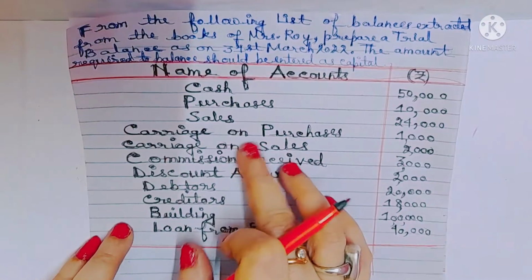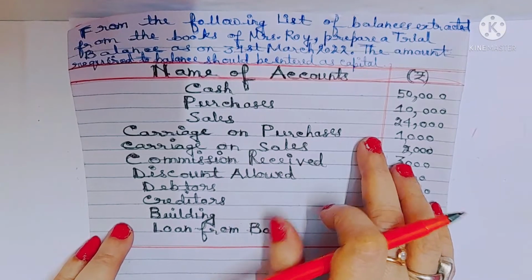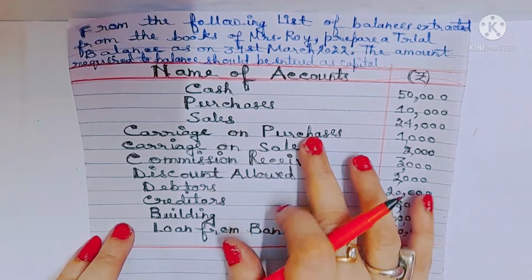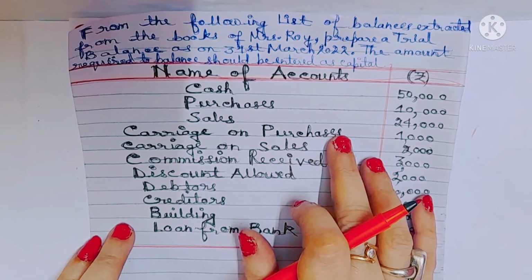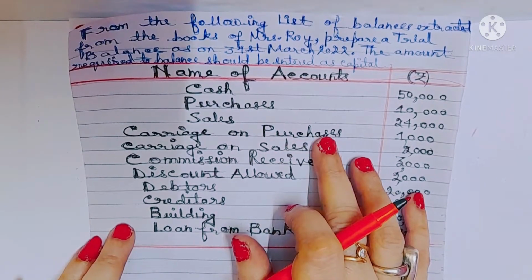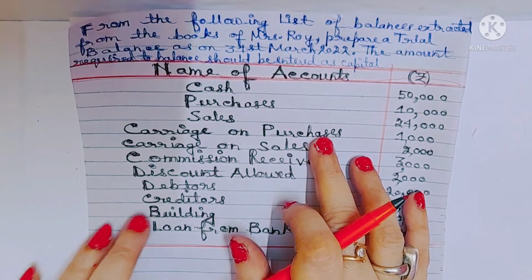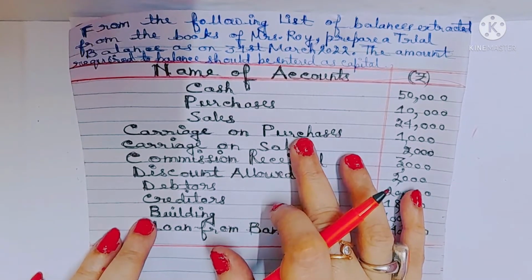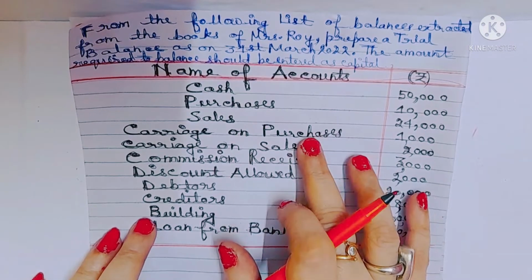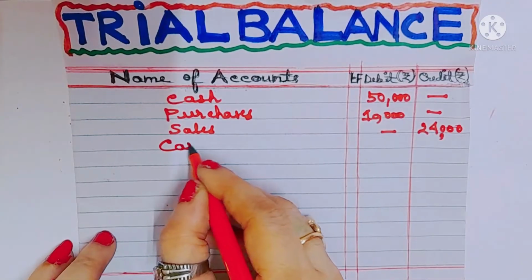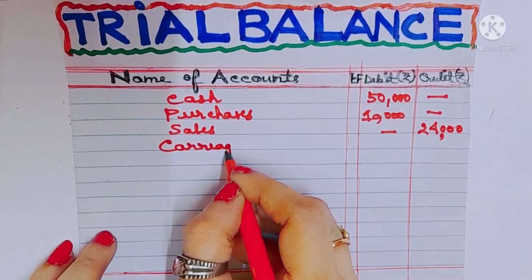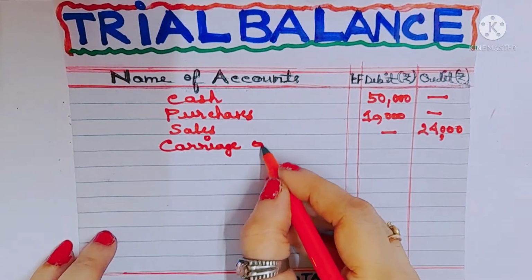The next account is carriage on purchases. Carriage on purchases means carriage inward. Both mean transportation costs. Okay? Carriage on purchases and carriage inwards are all the same. Both mean transportation costs. So carriage on purchases 1,000. Let's write carriage on purchases.